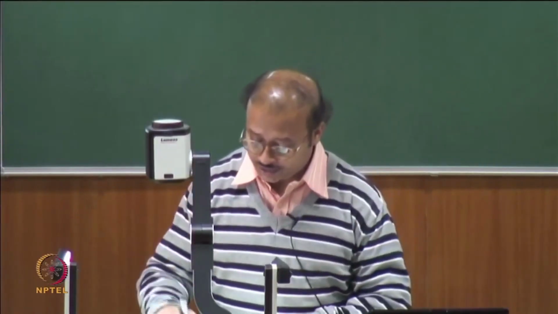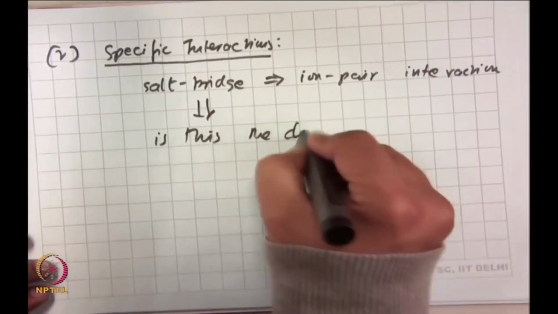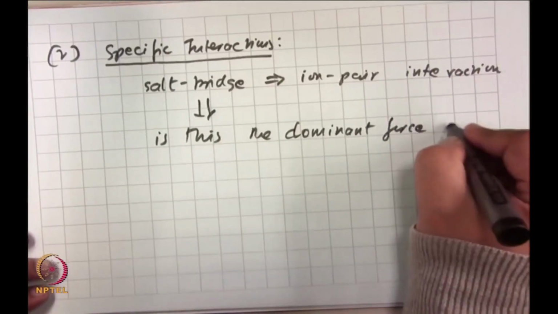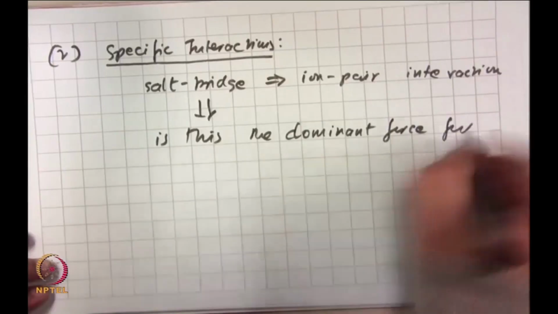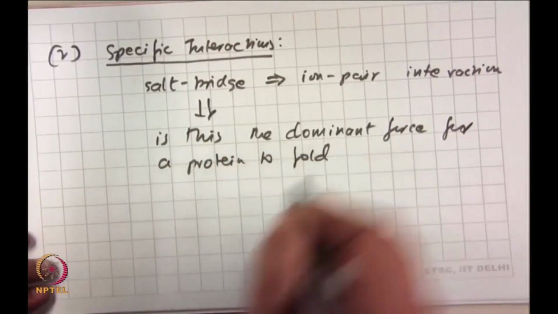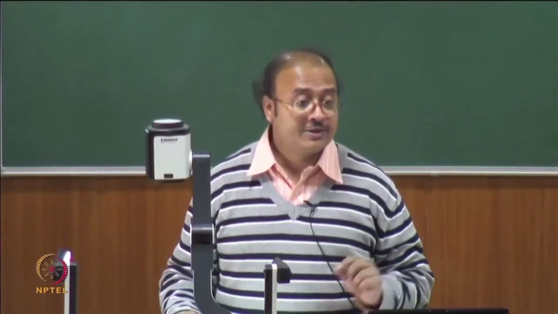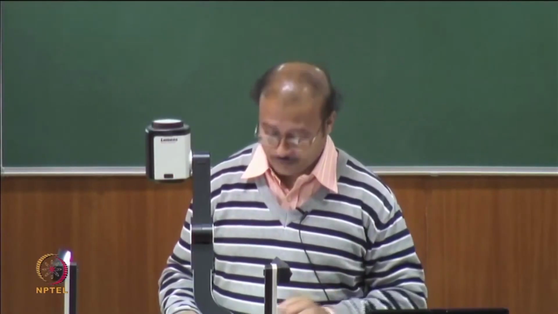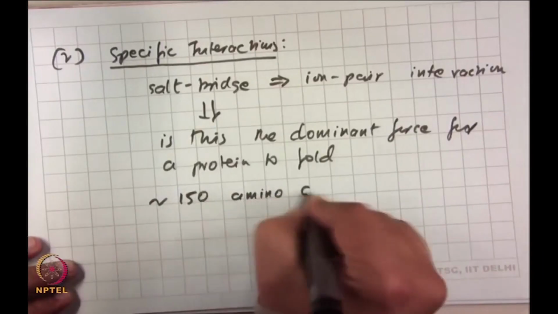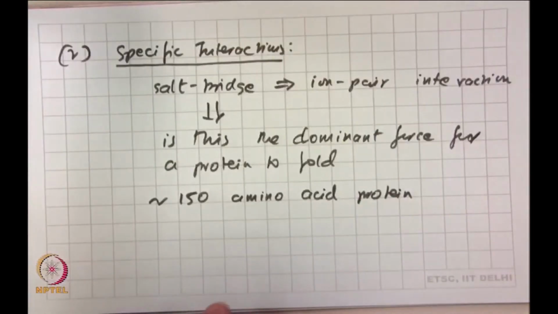But the question we are asking is, is this the dominant force for our protein to fold? How can we think about this? Let us try to argue this fact. Let us consider a 150 amino acid protein.